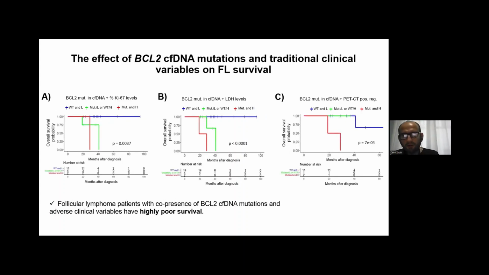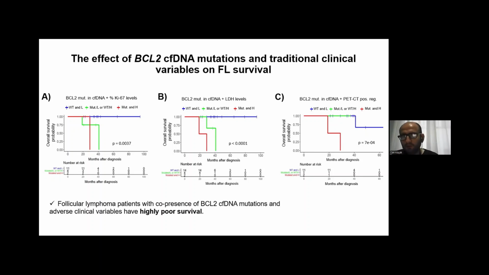Then we combined BCL2 mutation status with each of these already established clinical variables in order to evaluate whether we can identify higher-risk or lower-risk patients. Indeed, as you can see in panel A, when we look at patients who have a BCL2 mutation or high Ki-67 index, they had the worst survival probability. This was also true for other variables: BCL2 mutation plus LDH levels, or BCL2 mutation in cfDNA with the PET-CT positive regions.